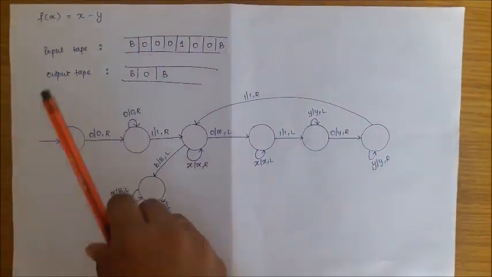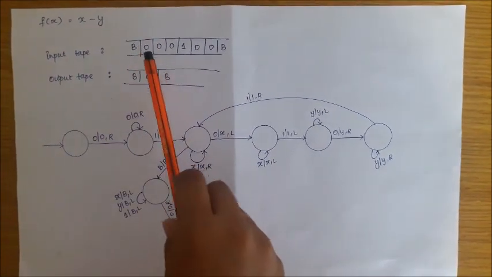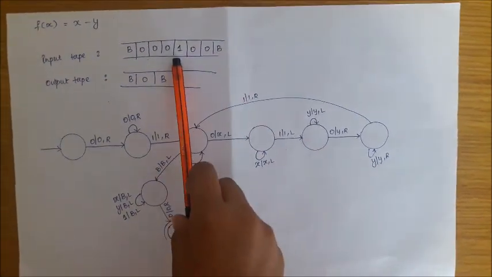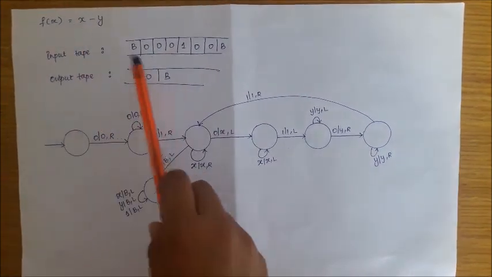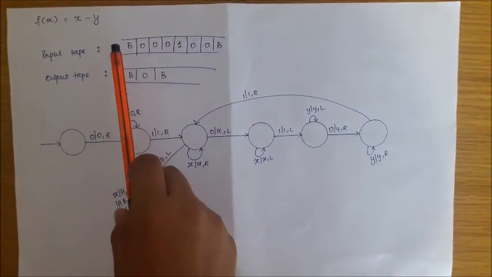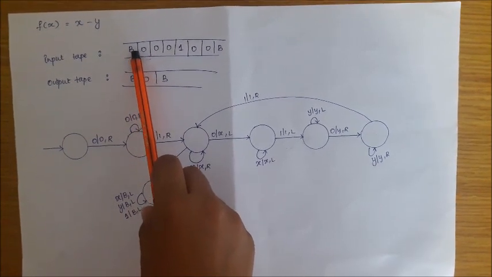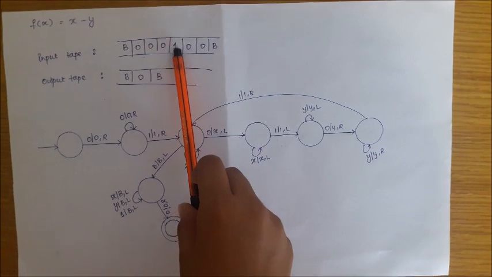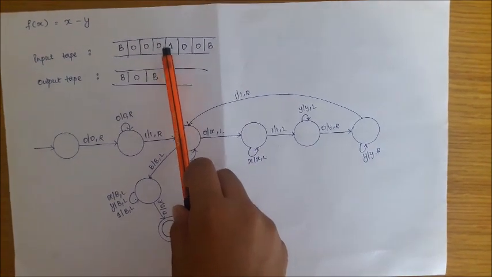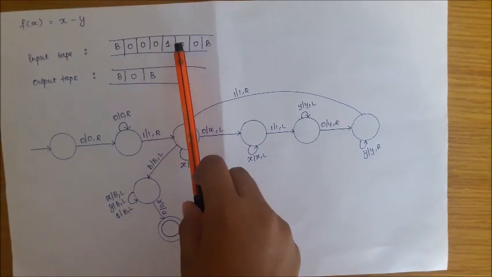This is the Turing machine which will compute x minus y. The input tape contains the value of x and y which are separated with 1. Here we have assumed x to be 3 and y to be 2. The tape works like this: the pointer is in the beginning and it ignores all the zeros until it finds a 1. Once a 1 is encountered, it goes to the next 0 and replaces the 0 with an x.